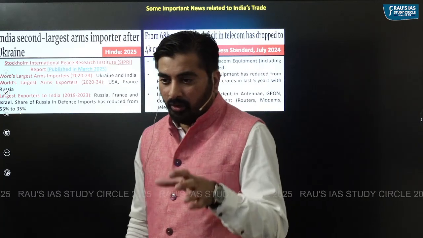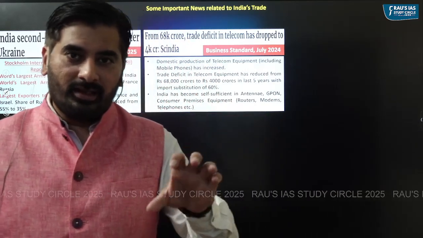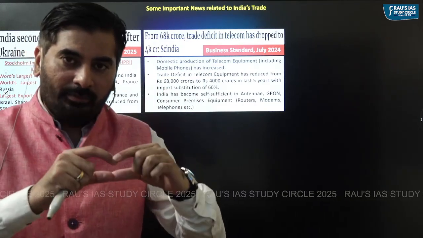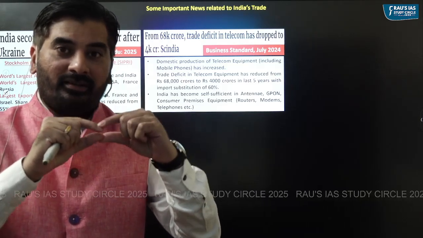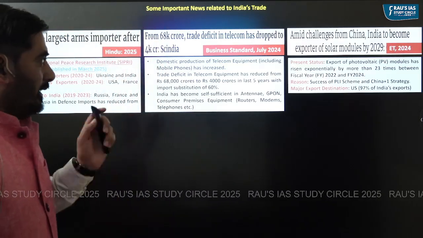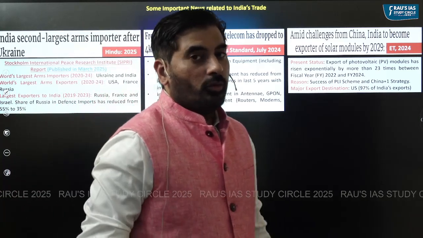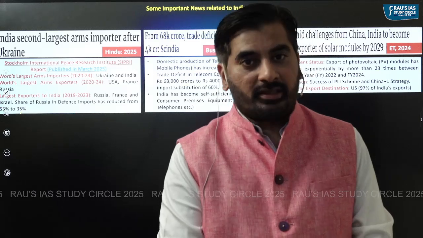What is important here is, even now India is not a net exporter, understand. India is still a net importer only, but the imports of telecommunication equipment have reduced. That is why our trade deficit has narrowed down. Next one is with respect to export of solar photovoltaic cells. I would say this is a phenomenal turnaround which India has had.